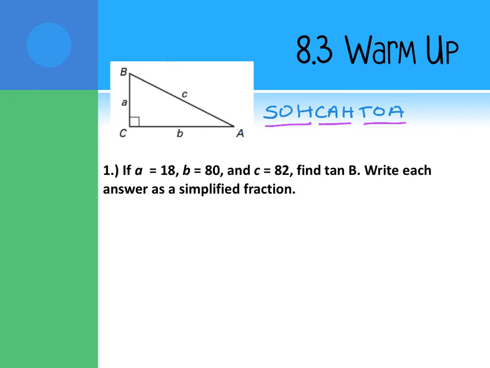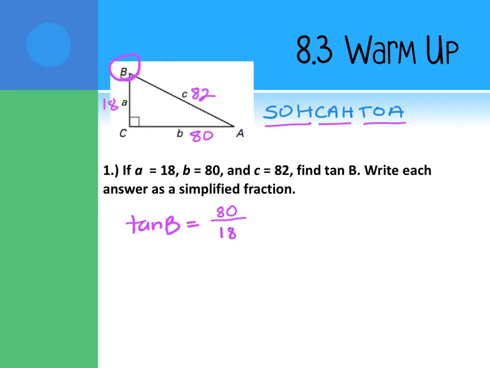So this question says, if A is 18, B is 80, and C is 82, find the tangent of B. So B is here, right? We've got to locate the angle first. We said tangent is what two sides? Opposite and adjacent. So what's opposite angle B? 80. Good. What's adjacent to angle B? 18. Remember, there's technically two answers there, but the 82 is the hypotenuse, so we don't use it. You with me so far?